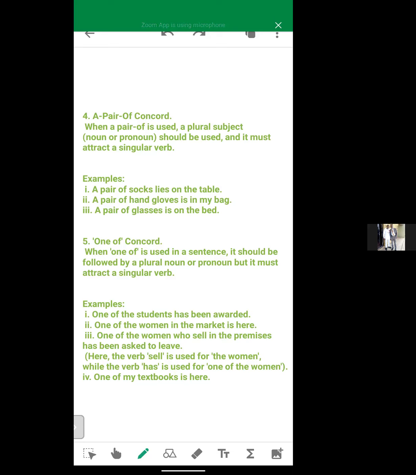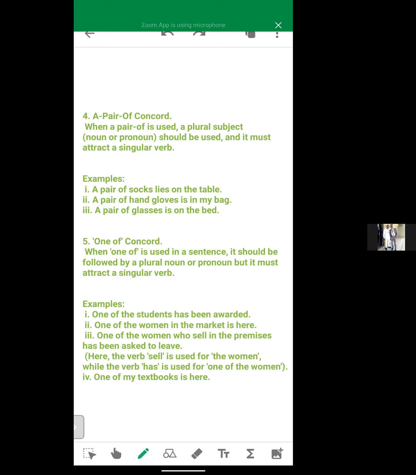So let's move to the next principle, which is one of concord. Now, this one will make a lot of errors in our contemporary day-to-day construction. When we say "one of my friend is a doctor", that is wrong, because if you are talking about one of, and this person is just one of a lot of friends that you have, it is "one of my friends". So this principle states that when "one of" is used in a sentence, it should be followed by a plural noun or pronoun, but it must attract a singular verb, just like the a pair of principle.